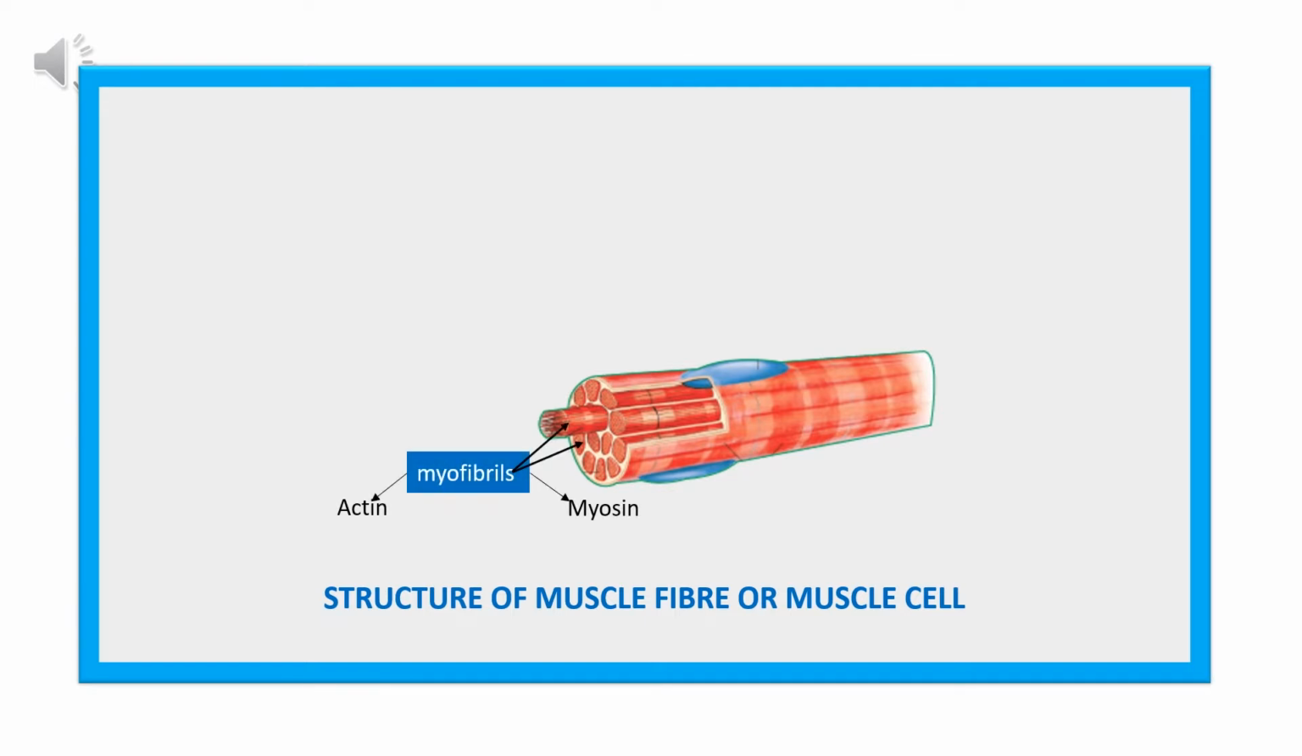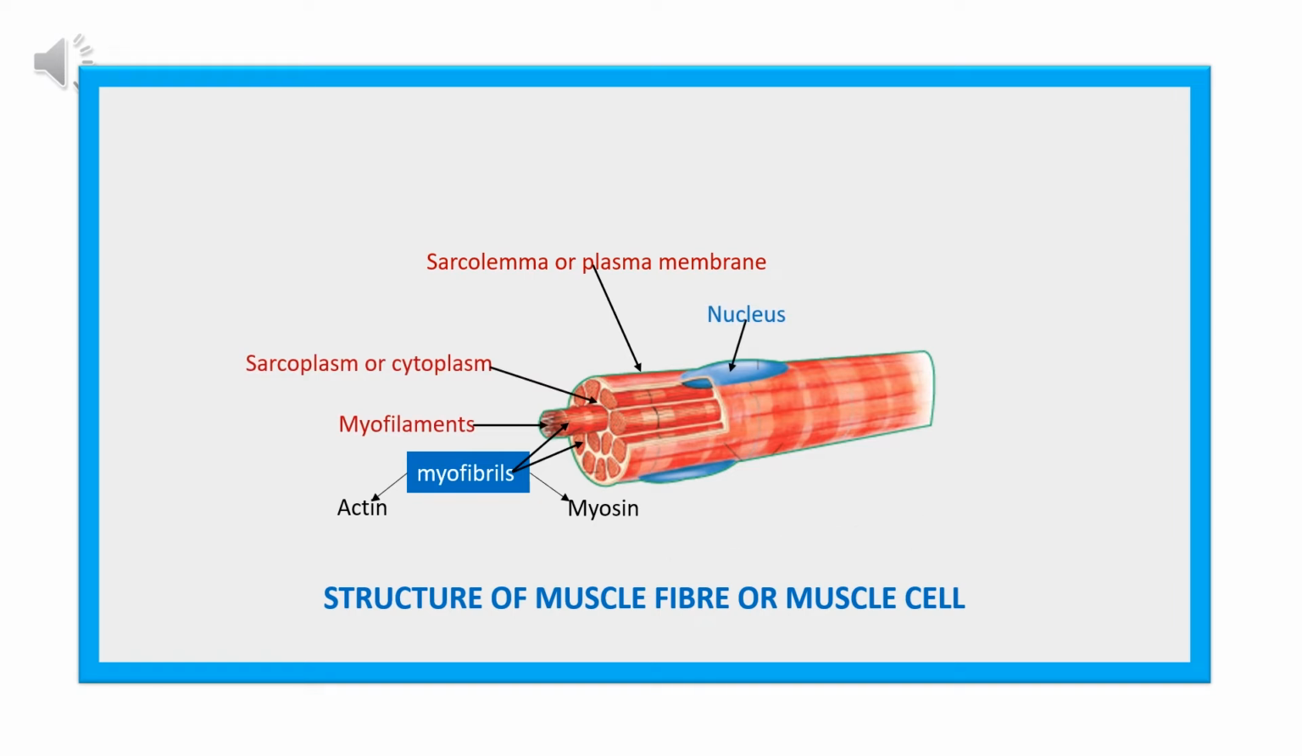Each muscle fiber consists of 1500 myosin filaments and 3000 actin filaments. These filaments slide over each other. That shows us muscle contraction or relaxation. These muscle cells have plasma membrane like other cells, and it's called sarcolemma. The length of each muscle fiber or cell is 10 to 80 millimeter.